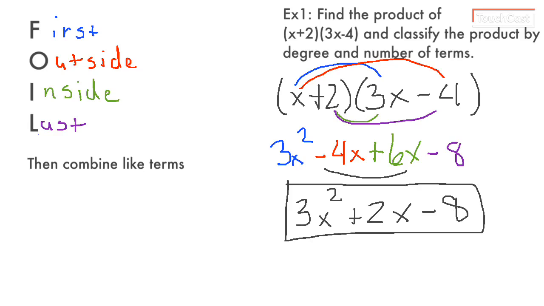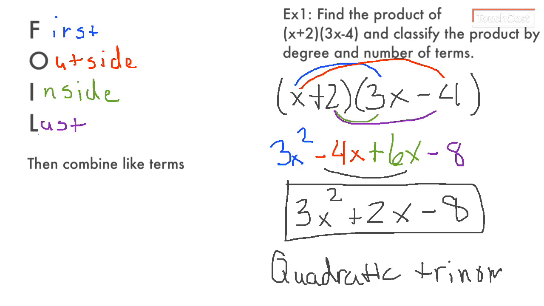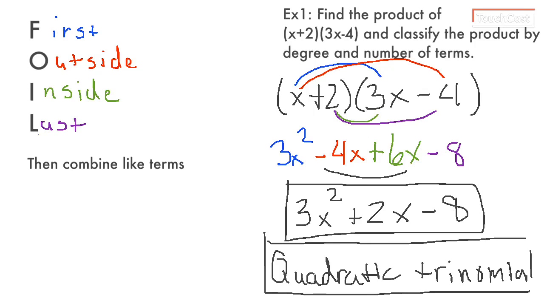Now we have to classify this product by degree and number of terms. So our highest degree is a power of 2, which means that this is quadratic, if you remember that from our last lesson. And it has 3 terms, meaning it is a trinomial. So now we have done the second part of the question.